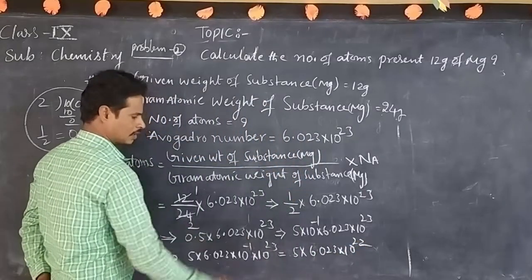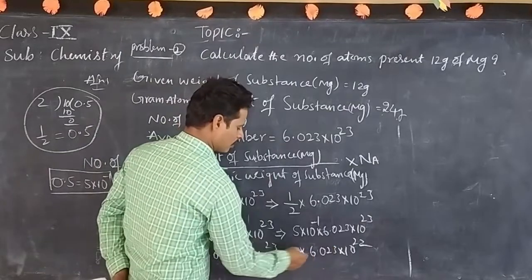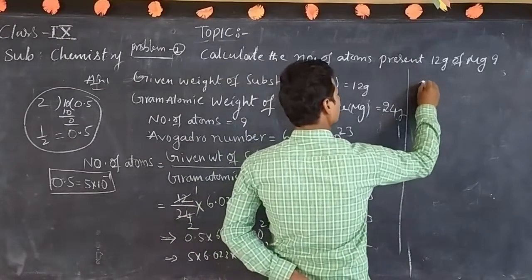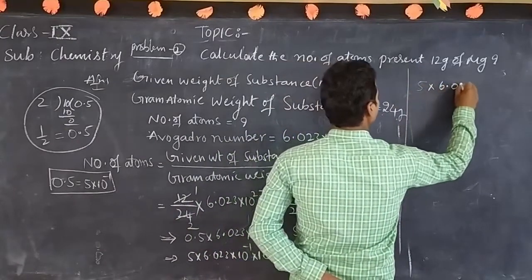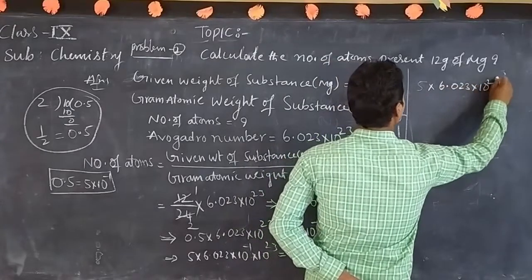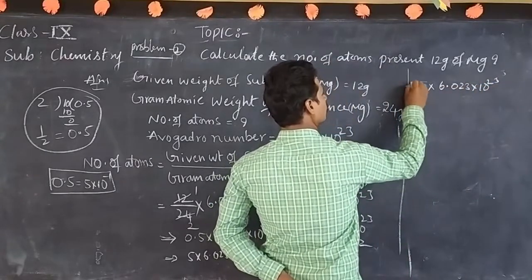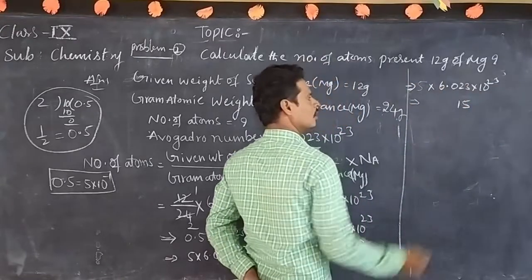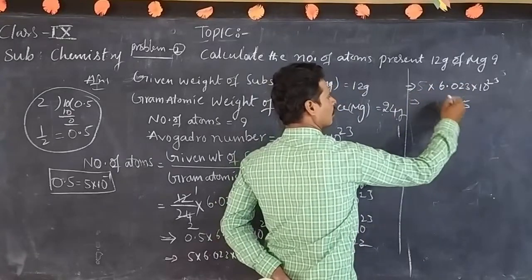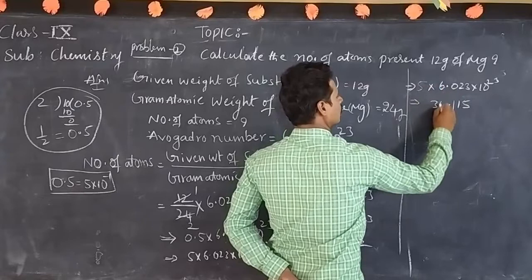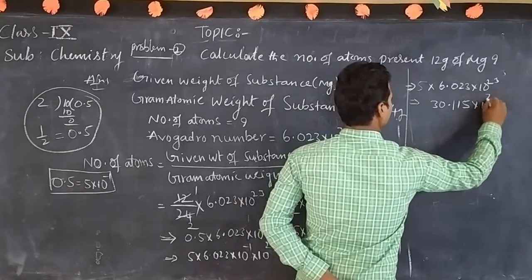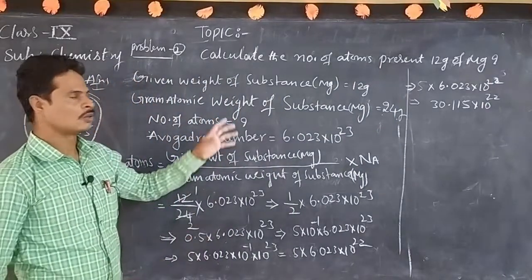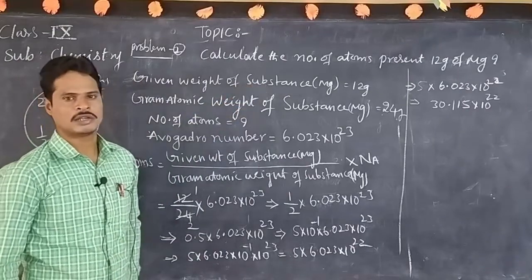Here one less. Next this one, multiply 5 with this number. 5 into 6.023 into 10 to the power 23. 5 3s are 15, 5 2s are 10 plus 1. So 5 into 0, 0, 1. Point 5 6s are 30 into 10 to the power 22. So this is how to calculate the number of atoms present in a given substance.